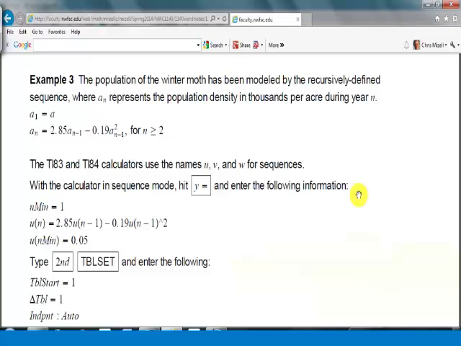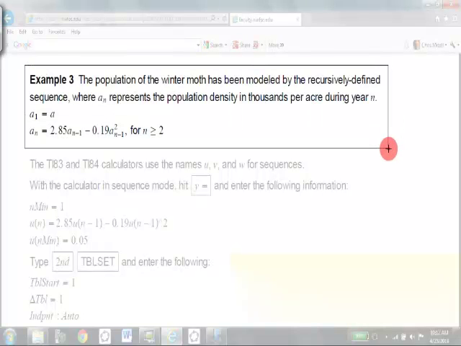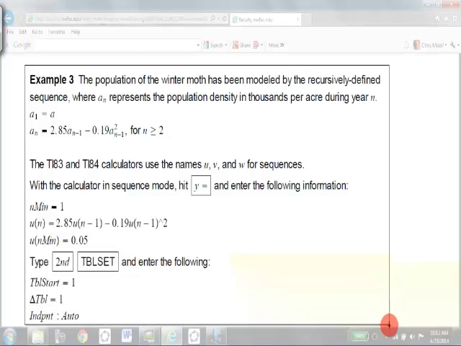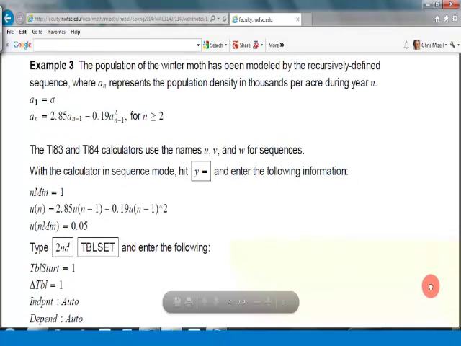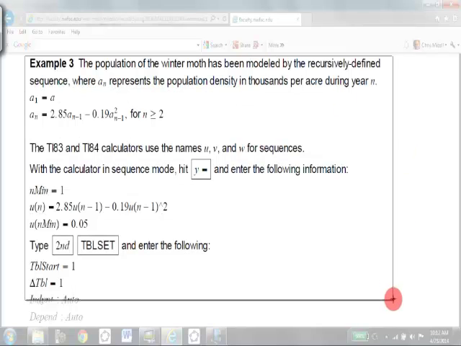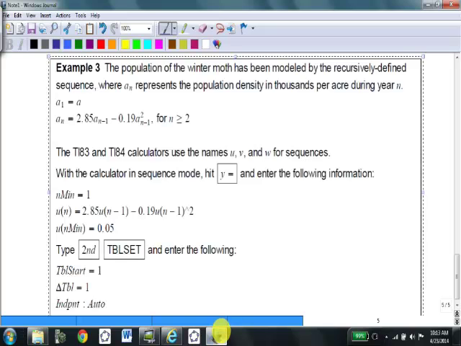Example 3, a nice example of an application of a recursively defined sequence. Let me go ahead and capture just about all of that. Is there more? Just a little bit more. I'm going to capture all that and then see how we can type this into the calculator, and get the calculator to do most of this for us.